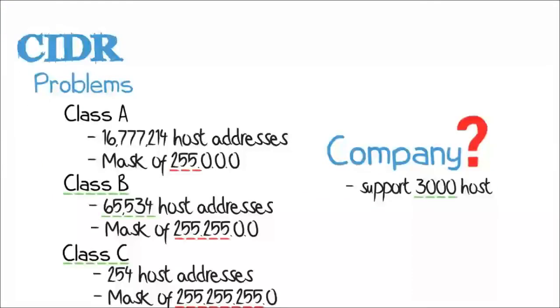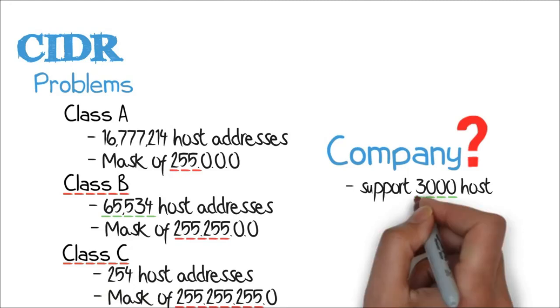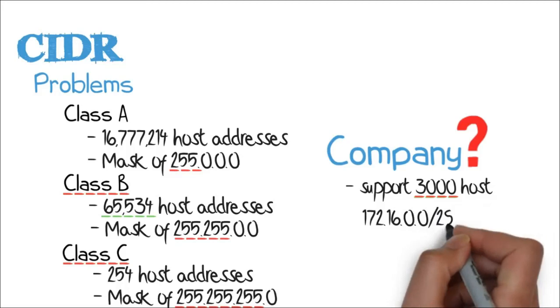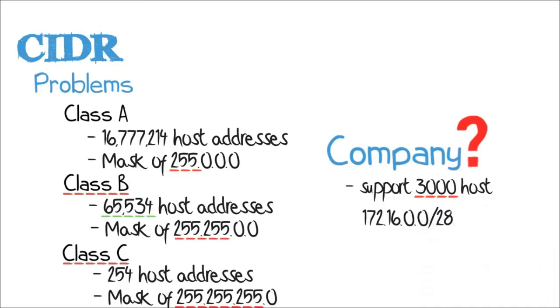So going back to our example company that required 3,000 hosts. When using CIDR, it's not necessary to allocate a full Class B network to the company or allocate multiple Class C subnets. A subnet can be allocated based on the network requirements without wastage of IP addresses. So for example, a 172.16.0.0/28 subnet could be allocated to this customer.